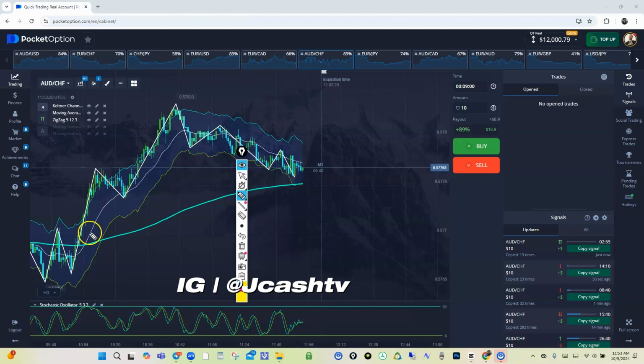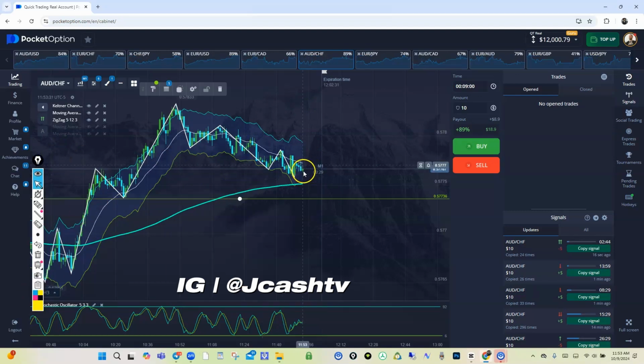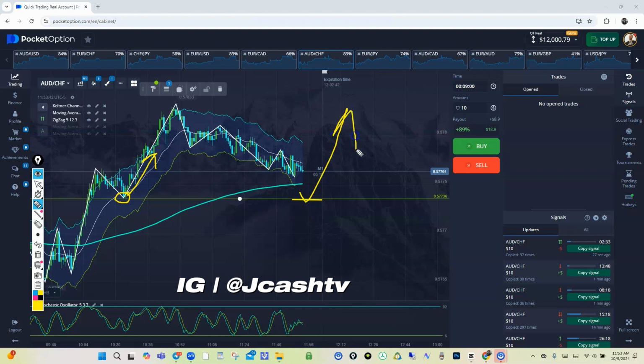The previous point. All you're doing is finding previous points that bounced and turned around and went the opposite way. If this comes down, it can come as low as here. Last time it got here, we bounced and went up, right? If it gets here again, we'll bounce and go up. So that's kind of how I base my stuff.